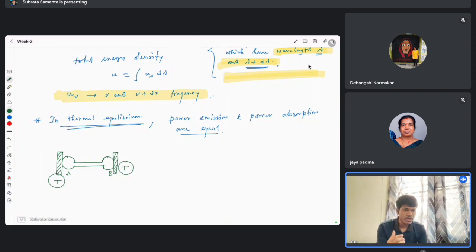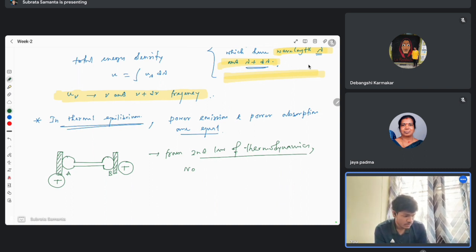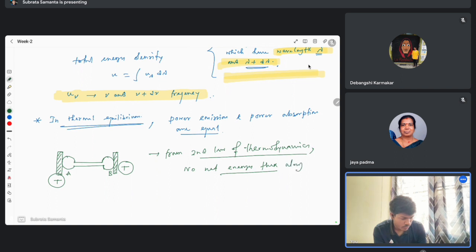From the second law of thermodynamics, there is no heat flow from one container to another, because they are in thermal equilibrium and both are at the same temperature. Therefore, there is no net energy flux from one container to the other. So from the second law of thermodynamics, no net energy flux along the tube.